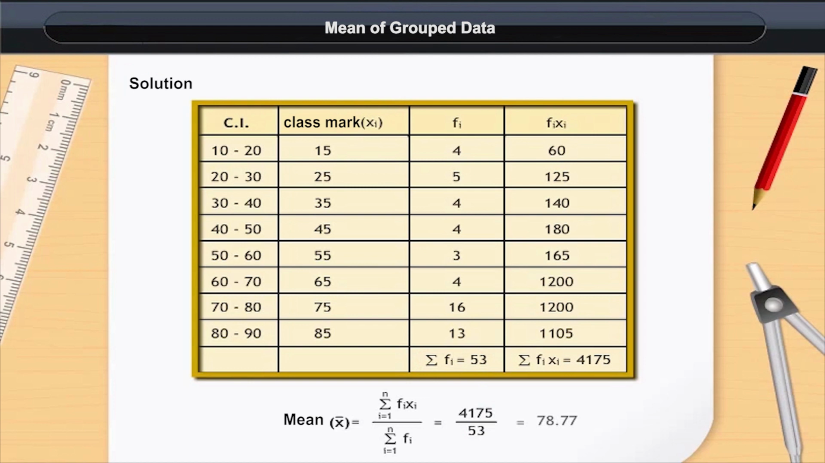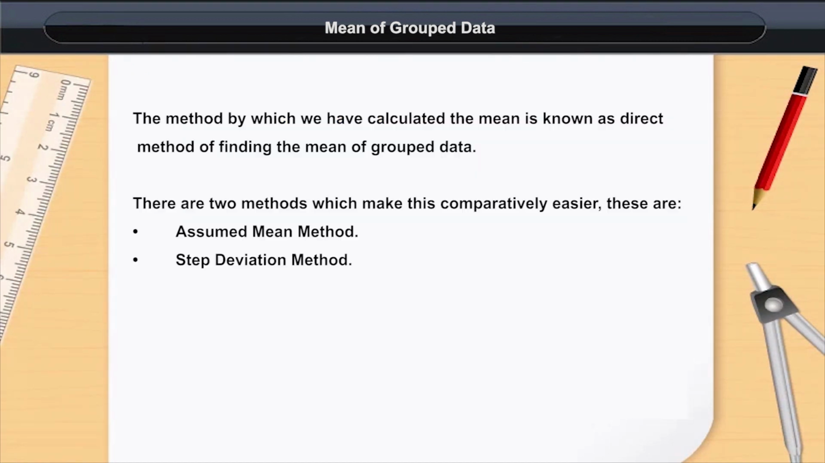Therefore, mean obtained by using this formula is equal to 4175 by 53, which is equal to 78.77. The method by which we have calculated the mean is known as direct method of finding the mean of grouped data. There are two methods which make this comparatively easier. Of these, one is the assumed mean method and the other is step deviation method.